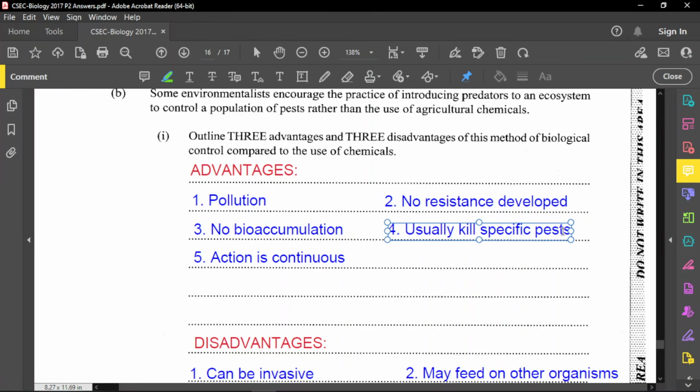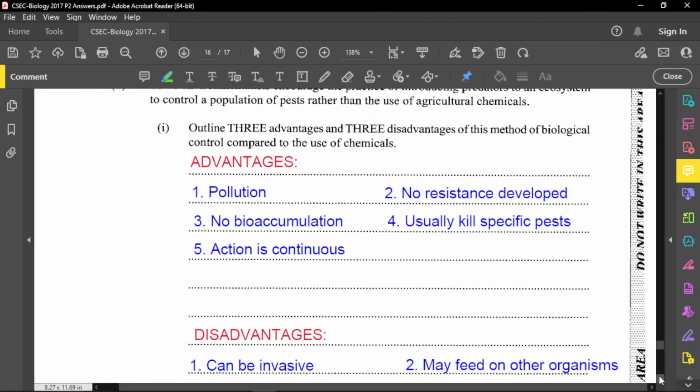They usually kill specific pests. So a biological agent, because it's based on a feeding relationship or symbiosis, will kill the specific pest and not just everything. If you use chemicals and you want to kill, for example, caterpillars, they may kill other useful insects. But biological control, for the most part, is very specific, right?